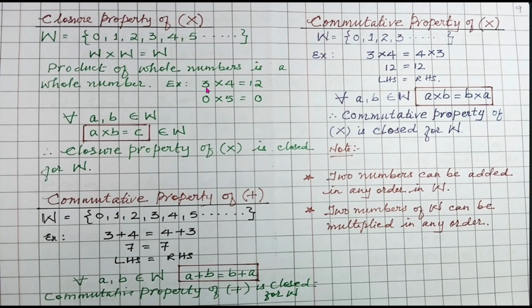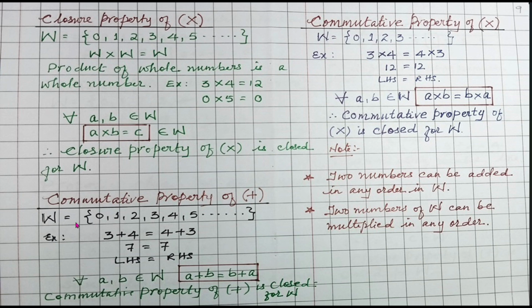For example, when we multiply 3 and 4, 3 is a whole number, 4 is a whole number, 3 into 4 is 12, again a whole number. 0 is a whole number, 5 is a whole number, 0 into 5 is again a 0, that is a whole number. Therefore, for any A and B whole numbers, we get C, which is again a whole number. Therefore, closure property of multiplication is closed for a set of whole numbers.